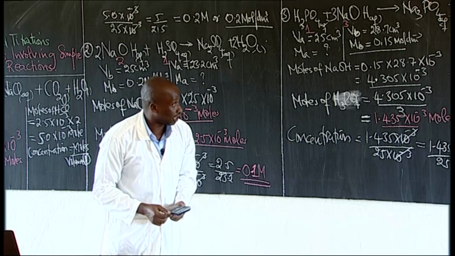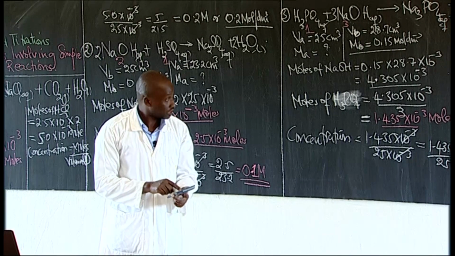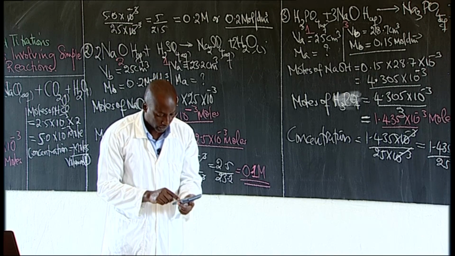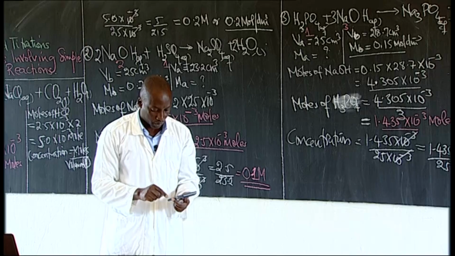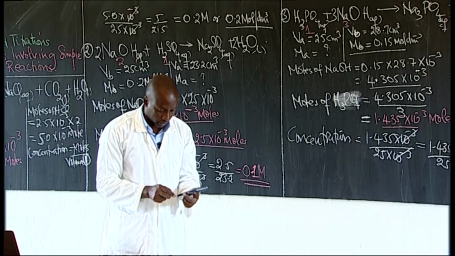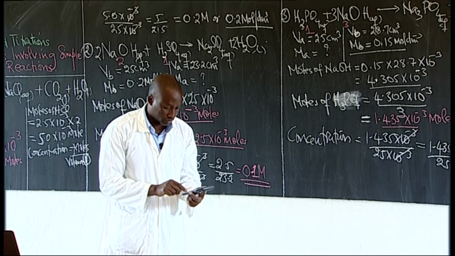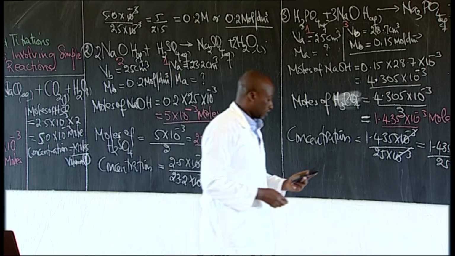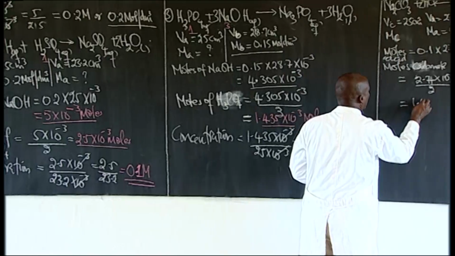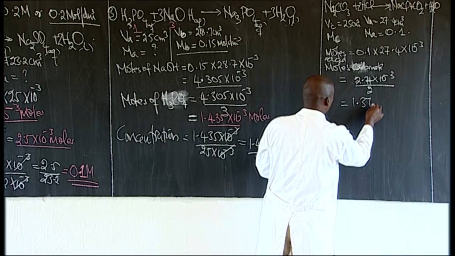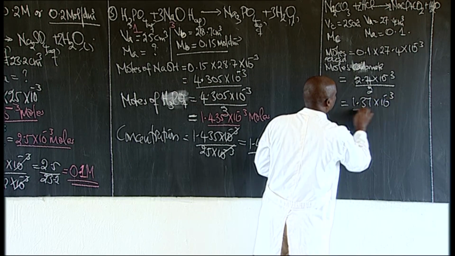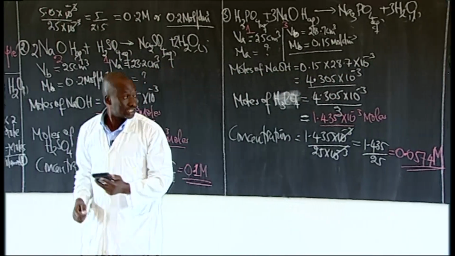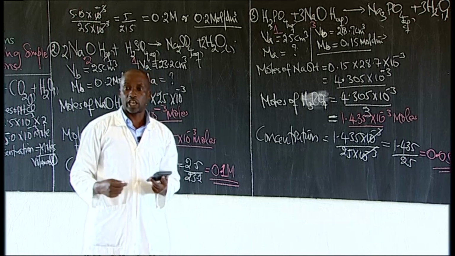So when you press the calculator, 2.74 times 10 to power negative 3 divided by 2. What do you get? 1.37 times 10 to power negative 3. You get the moles. Those are the moles of the carbonate that reacted.